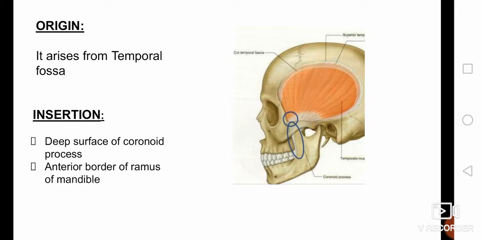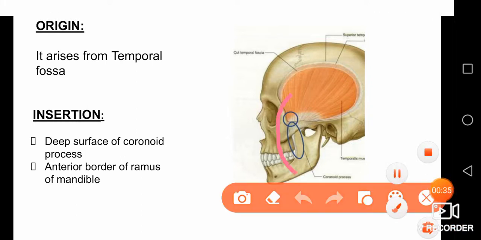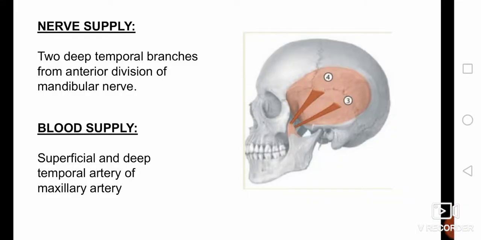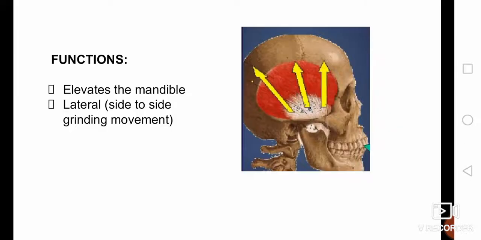So we saw the origin is from the temporal fossa. Insertion is into the deep coronoid process and anterior border of the ramus of the mandible, which you can see in the figure. Coming to the nerve supply, temporalis is also innervated by the mandibular nerve, two deep temporal branches from the anterior division of the mandibular nerve. Blood supply is by the superficial and deep temporal artery of the maxillary artery.